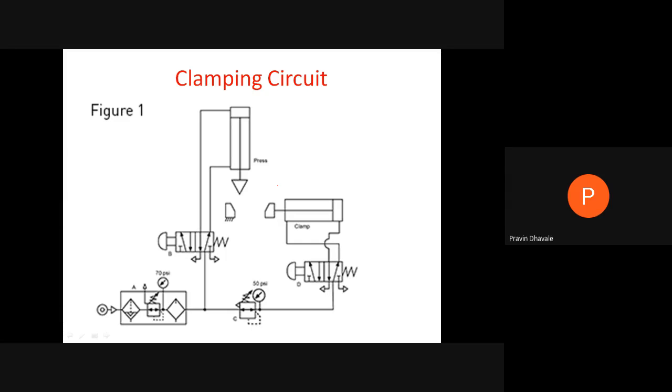Is this diagram visible clearly? Is the diagram visible properly? Yes, sir.